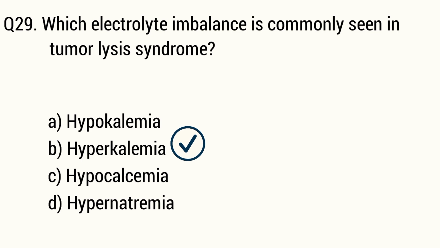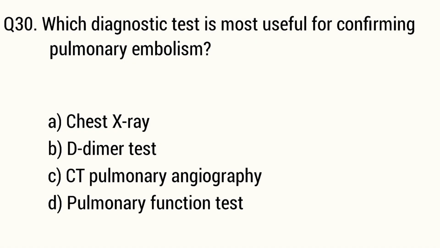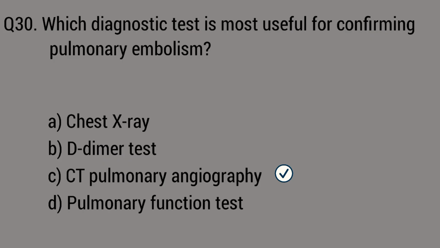Question number 30. Which diagnostic test is most useful for confirming pulmonary embolism? The right answer is option C. CT pulmonary angiography.